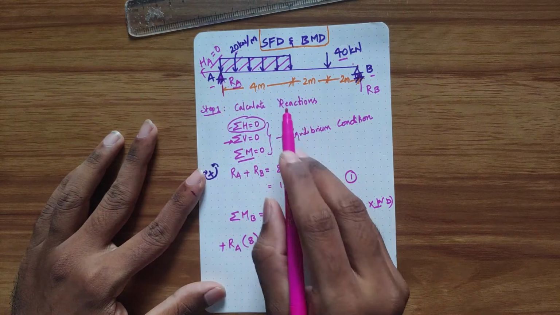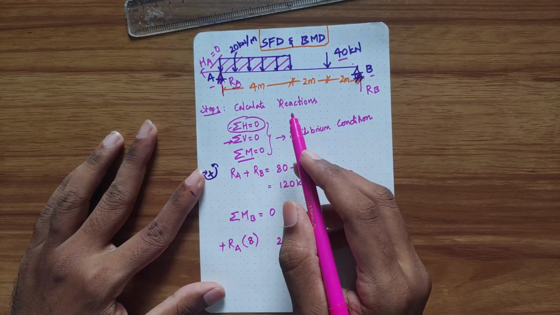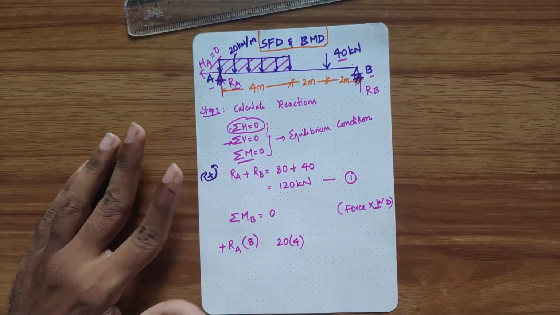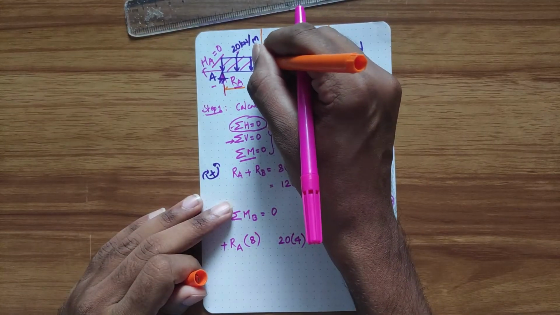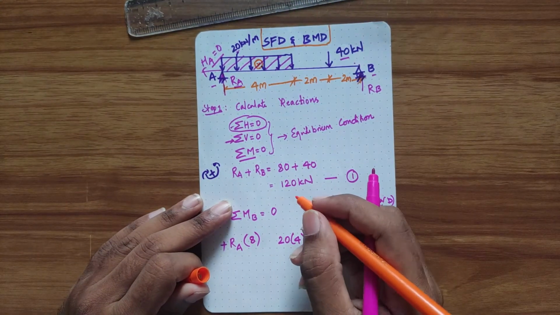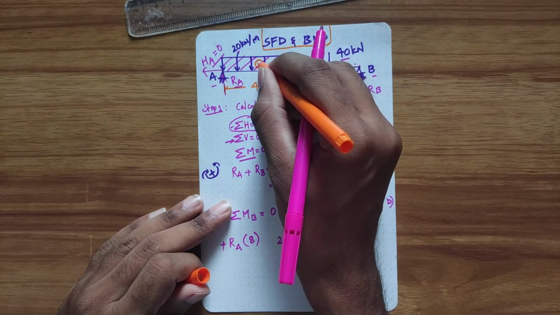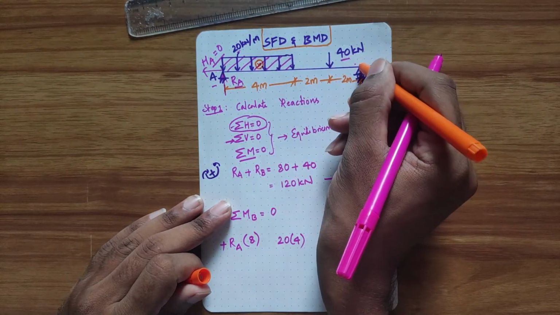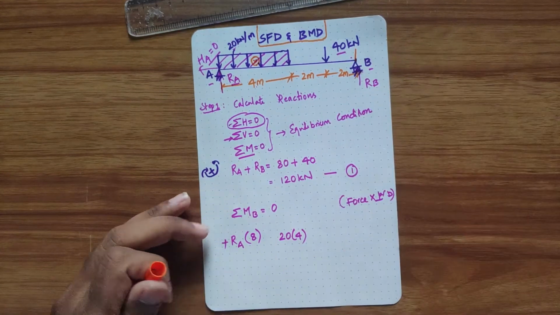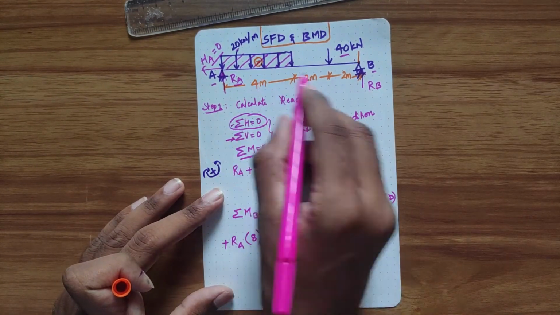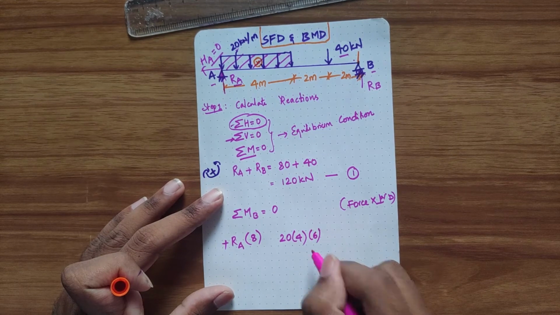And coming to the next load, 20 into 4 is the total area of the load. Since this is a rectangular loading, all the load will be concentrated at the centroid of the UDL. Okay, so from the centroid to the distance up to point B, that is 2 plus 4, 6.